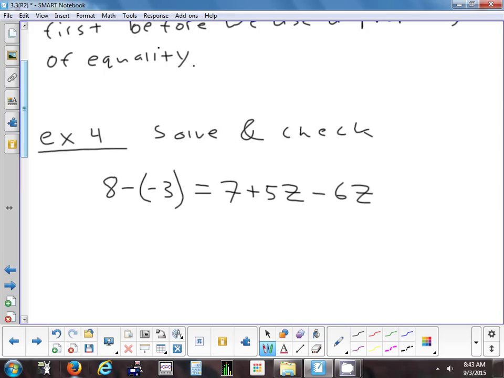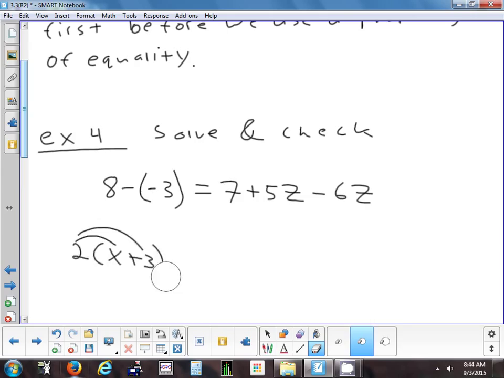Yeah, we don't have a distributive property here, right? Distributive property would look something like this: if you had something on the outside and 2 things on the inside. Oh, Rose, I think I know what you're getting at.